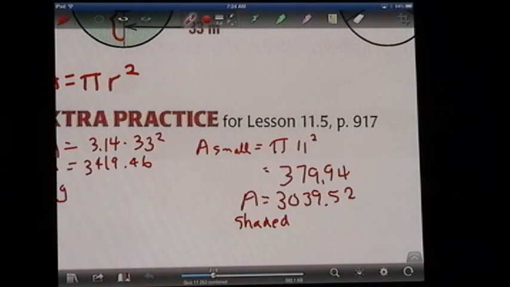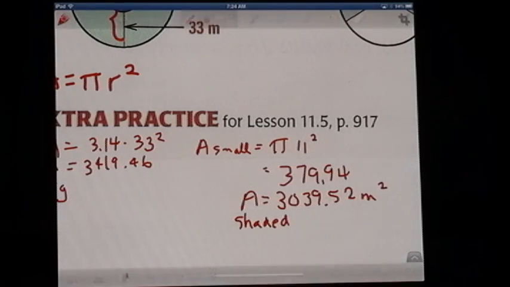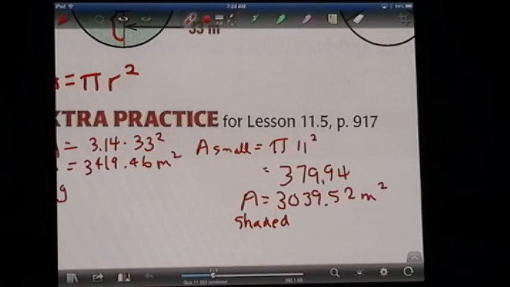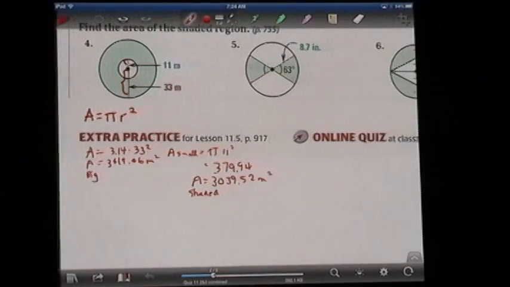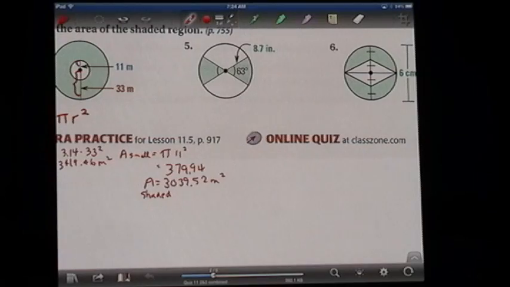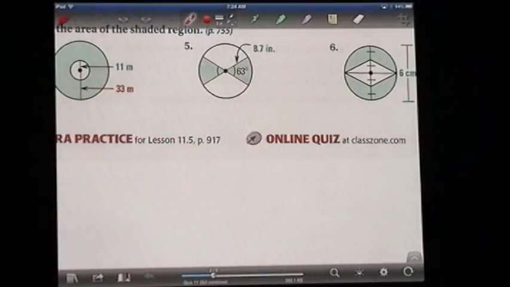Okay, now you may have gotten, if you use the pi key, about 3,041.06, and this is in meters squared. I really should be putting that down. This is in meters squared. Alright, looking at number 5, and I'm going to erase what I've done before.